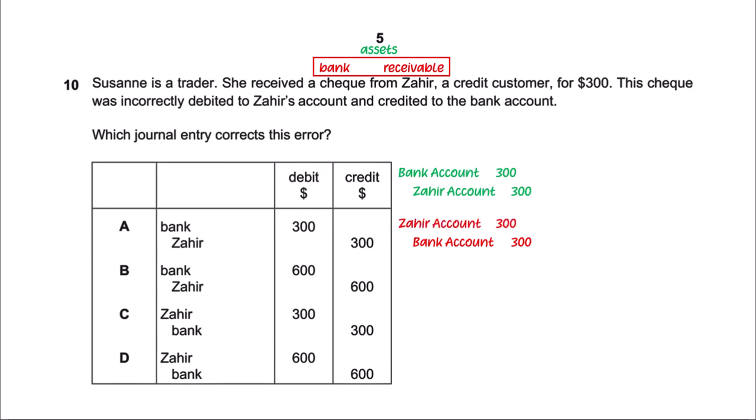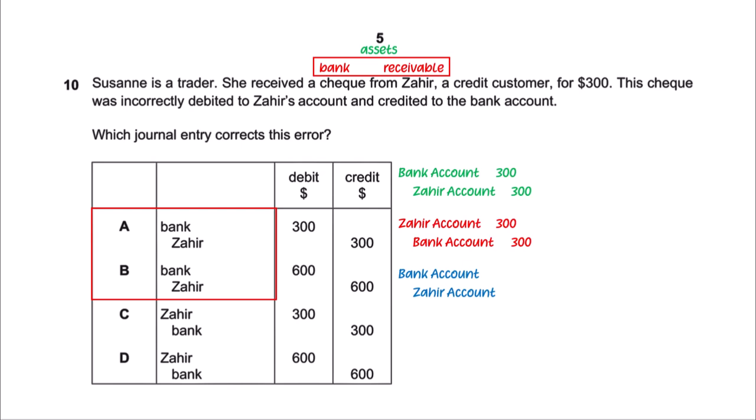Okay? To rectify, we will reverse this wrongly passed entry. I want to say to you that we will debit the bank account and credit Zahir's account. You can see that this entry matches with options A and option B, meaning one of these two options is correct. Now let's analyze the amount as well.